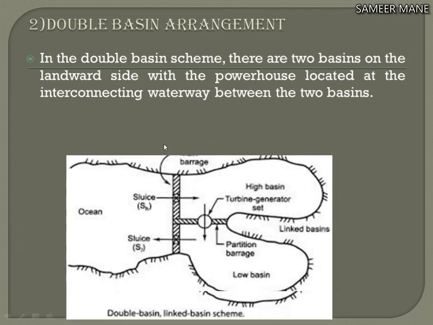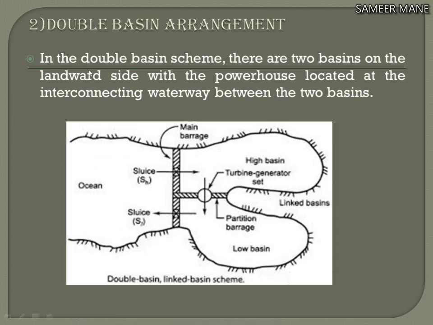Then double basin arrangement. In the double basin scheme, there are two basins on the landward side with powerhouses located at the interconnecting waterway between the two basins. Here, the turbine is located in between the interconnecting of the two basins.